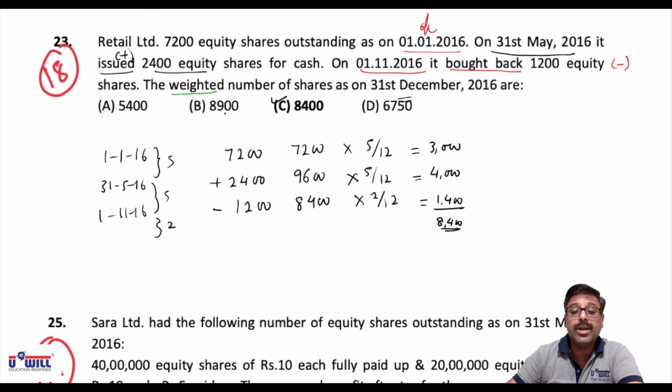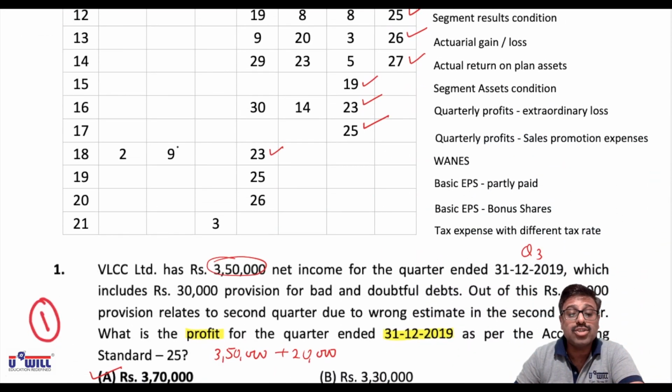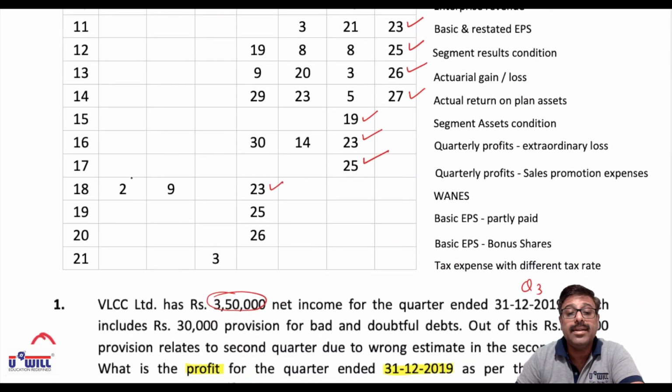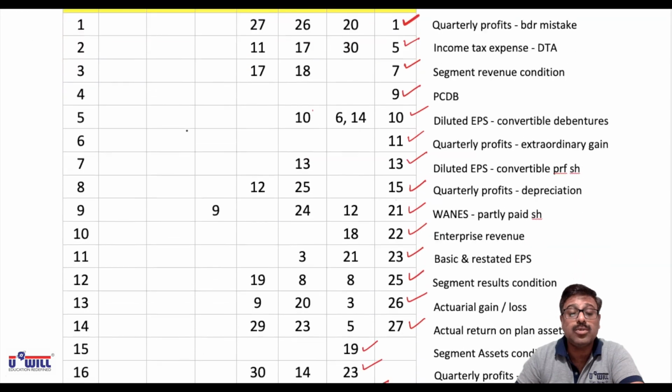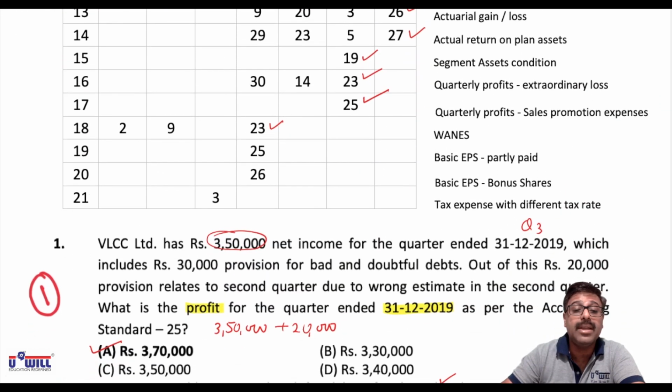Okay, 8,400 is the correct answer. Now, similar to this, there are other varieties of questions. March 2014's question 2 and March 2015's question 9. All of you try these two questions on your own. Now, very few are remaining. Look at the 19th variety of question.